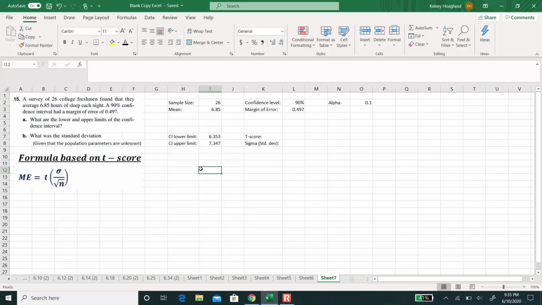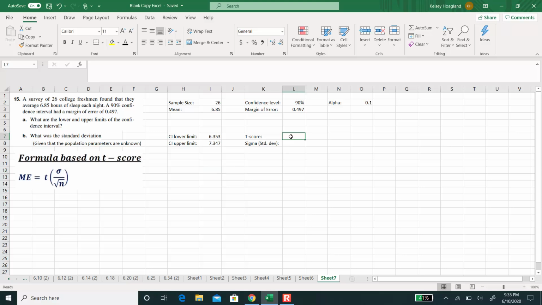In order to find the standard deviation, we're going to work backwards from the margin of error equation. So we already know our sample size n, we already know the margin of error, and we're finding sigma, the standard deviation. So what we need to find is our t-score.